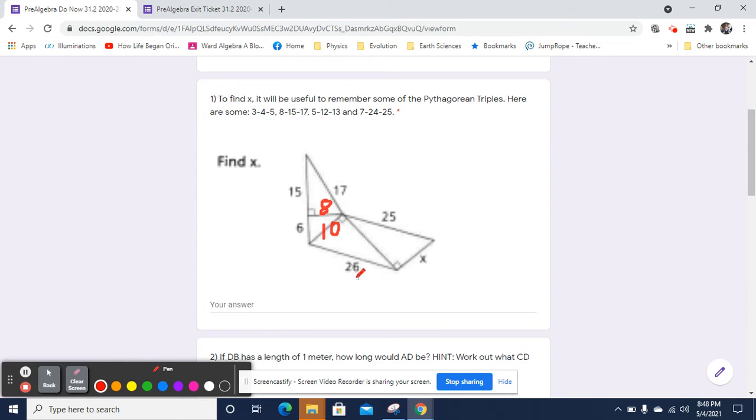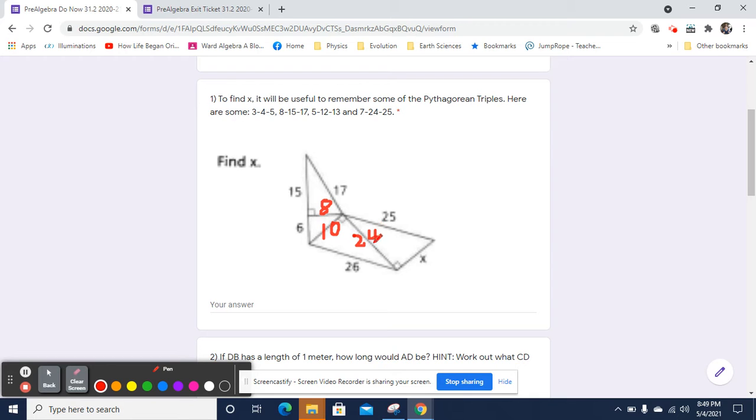Now, 26, that makes me think of 13, because that's 2 times 13, and that's 2 times 5. So let's look. Okay, there's a 5, 12, 13, which tells me that this is probably the 5 in the 5, 12, 13 family. So this is 2 times 5. That's 2 times 13. So this will be 2 times 12. 5 times 2, 12 times 2, 13 times 2. So 2 times 12 will be 24.